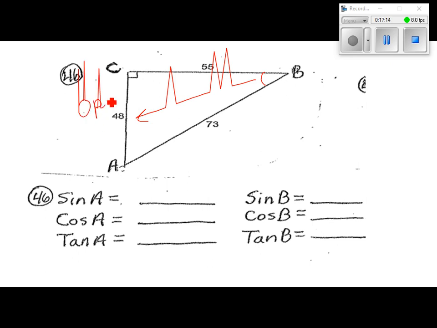What's the 55 now? That's the adjacent leg. What's the 73? The hypotenuse. So it stays the same. We never use the right angle, so we have to use all these other angles. So the sine. Sine is what two parts? The SOH part. Opposite leg over hypotenuse. What's the opposite this time? 48 over 73. So that goes in the sine blank.